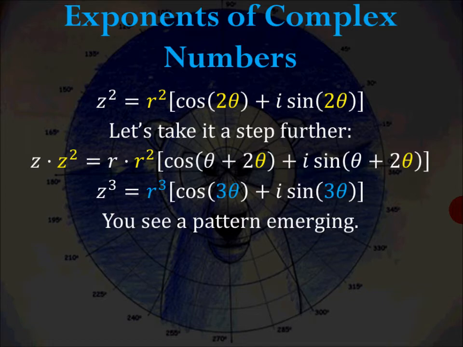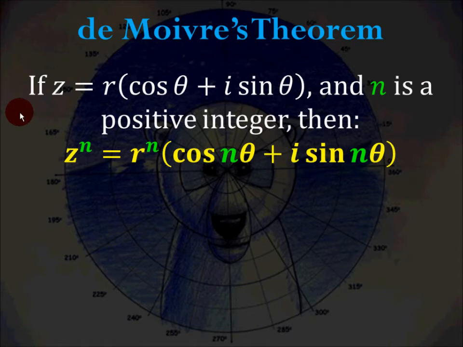So you start to see there's going to be a pattern, and this pattern is the foundation for de Moivre's theorem. If Z is a complex number in polar form, R times the quantity cosine theta plus i sine theta, and n is a positive integer, then Z to the n equals R to the n times the cosine of n theta plus i sine n theta. So for example, let's say we wanted to take Z to the 10th power, so our n value would be 10. So Z to the 10th would equal R to the 10th times the cosine of 10 theta plus i sine 10 theta. This formula is pretty easy to apply, but sometimes just being able to use it takes a little bit of work, and we'll see that in our first few examples.